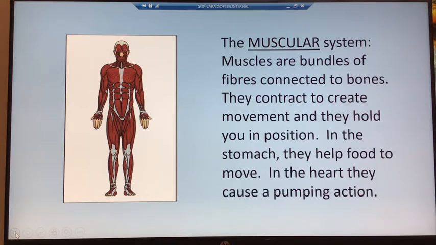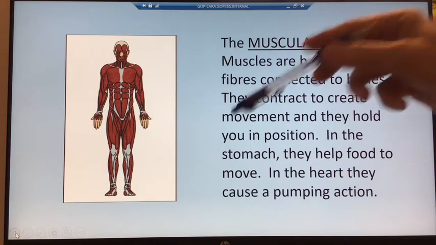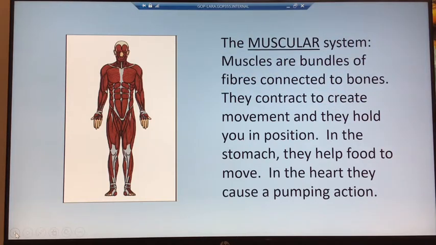You also have muscles in your stomach. We can't see them here, but they're in your stomach and they help food to move through it. And very importantly, your heart is one big muscle because it's constantly pumping all the time.